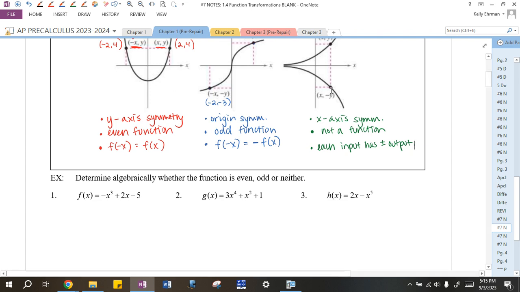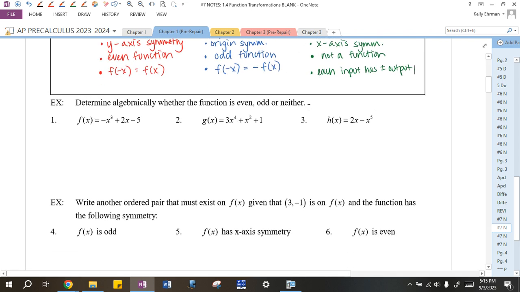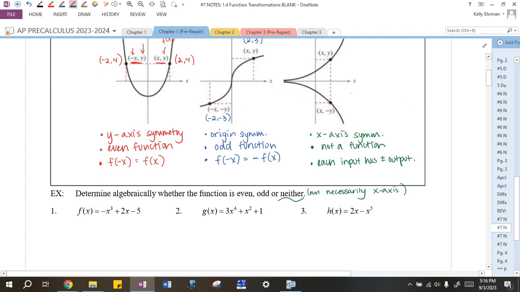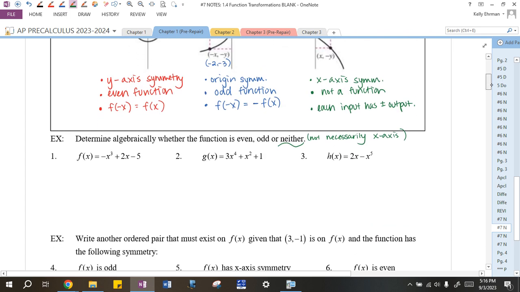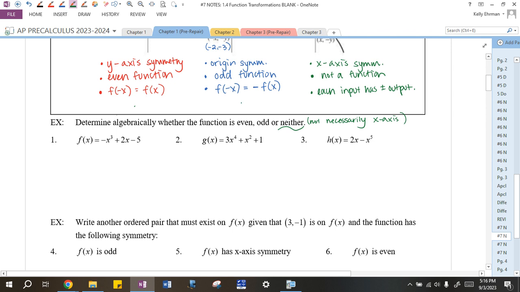All right, so let's take a look at some equations rather than graphs. Graphs are easy to just look at symmetry and decide. But if you just have equations, we're going to use this function idea to see what's happening. So when we use a function, we're just testing for even or odd. Neither does not necessarily mean x-axis symmetry. For x-axis symmetry, you would be looking for, do I get a plus or minus y? But we're not going to look for that. We're just looking for, is it even, is it odd, or neither of those two?